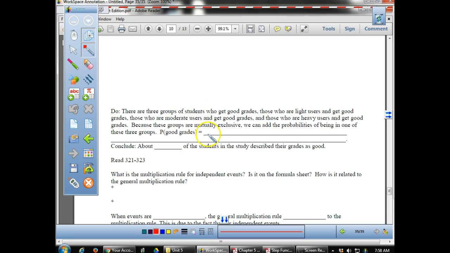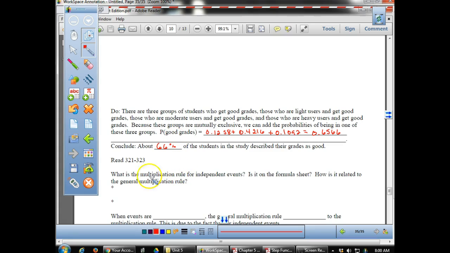So the probability to have good grades would be when you add 0.1258, those are the light users, and then 0.4216 and 0.1092, and it is 0.6566. So we can conclude about 66% of the students in the student body or the study describe their grades as good. All right, so let's continue on.